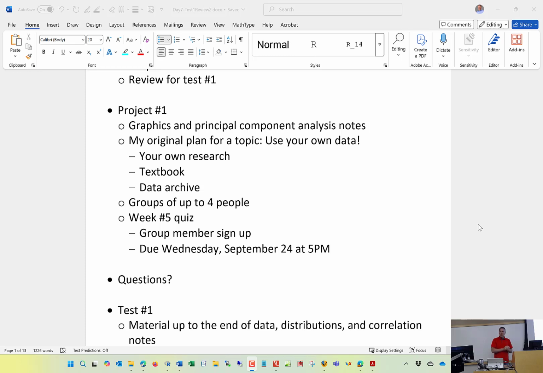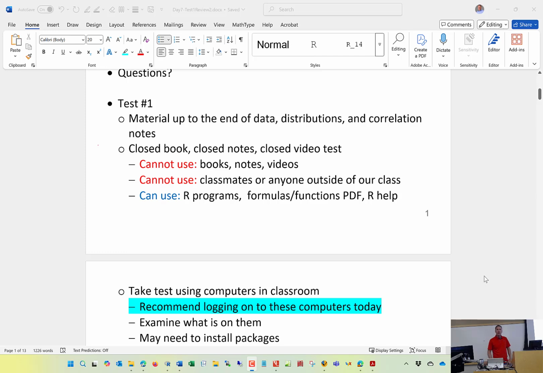Now, there will be a week number 5 quiz that's due the usual Wednesday. All this is, if you do it, you get 5 points. If you don't do it, you get 0 points. And I just want you to indicate who your group members are, or if you need to be in a group, or if you're not in a group and you want to be in a group, or you want my help to get you in a group. I'll help you do that. I understand that there's probably a lot of you who don't know anybody else in the class. So I will help you do that. And so start thinking now, who you want to have in a group if possible. Are there any questions about the material before we get going in the notes?